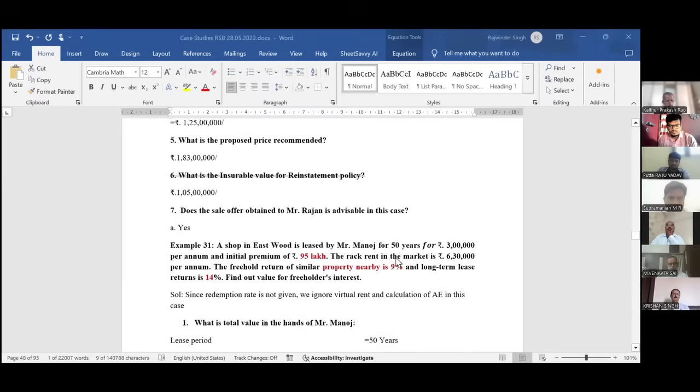Next up, a shop in Eastwood is leased by Mr. Manoj for 50 years for rupees 3 lakh per annum and an initial premium of rupees 95 lakh. Back rent in the market is 6 lakh 30,000 per annum. The freehold return of similar property nearby is 9% and long-term lease return is 14%. Find out the freeholder's interest.